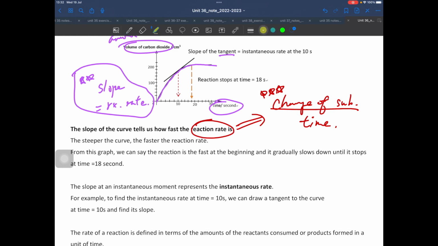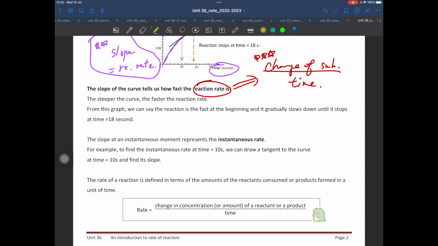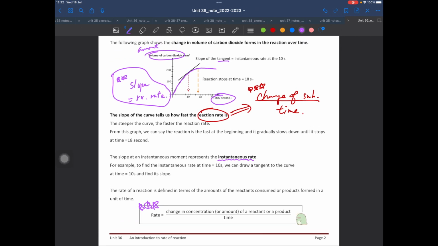And here we introduce two special terms. Before the introduction, don't forget to highlight this, right? The first term is called the instantaneous rate. So what about the second term? The second term will be the average rate. So try not to mix these two terms.